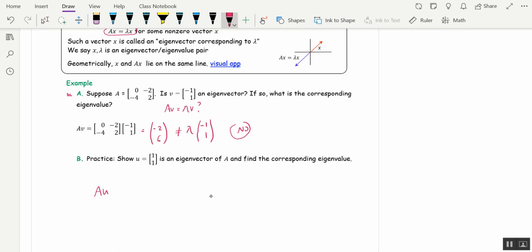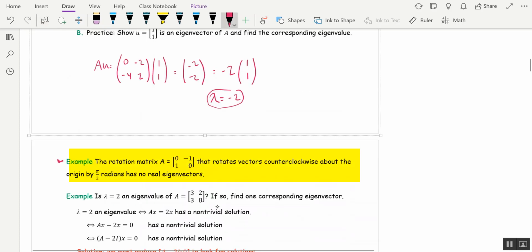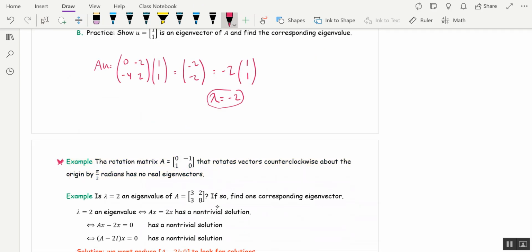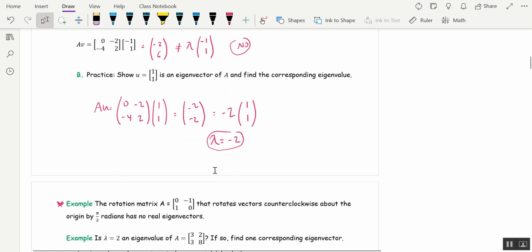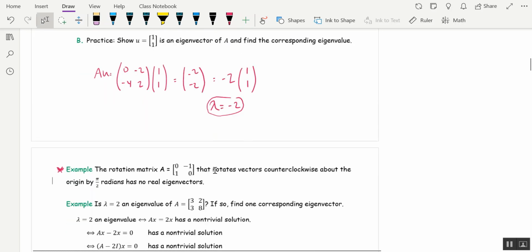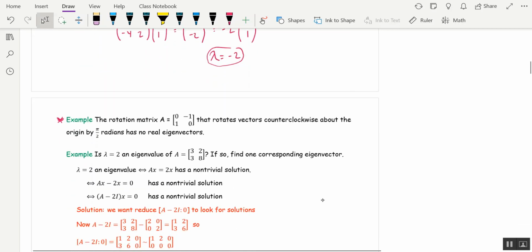Okay, hopefully you did that. Au is this computation, which gives us negative 2, and that's negative 2 times the original vector 1, 1. So yeah, 1, 1 is an eigenvector, and its corresponding eigenvalue is negative 2. This example I just showed you on the app. This is the rotation matrix, and it has no real eigenvectors. Okay, so if we're asked to find if a vector is an eigenvector, that's a straightforward computation. But if we're asked if a number is an eigenvalue, that's a little tougher.